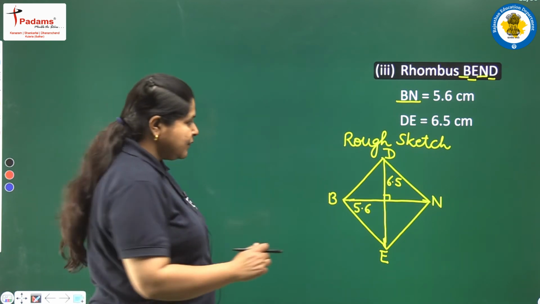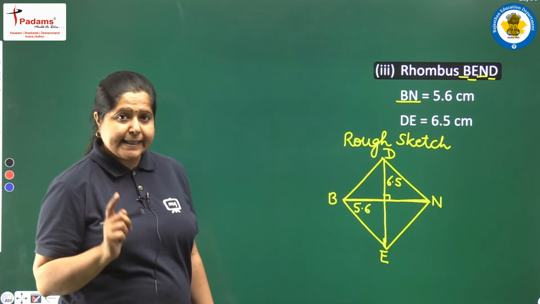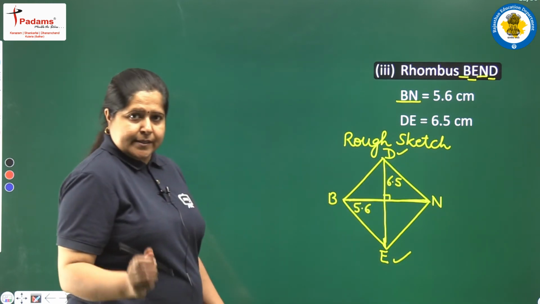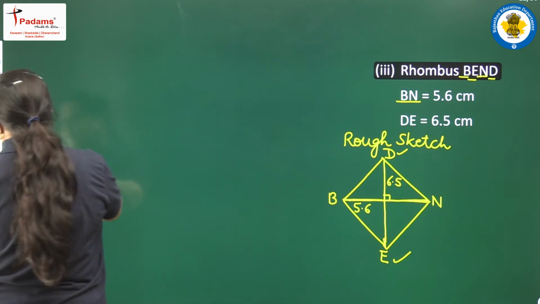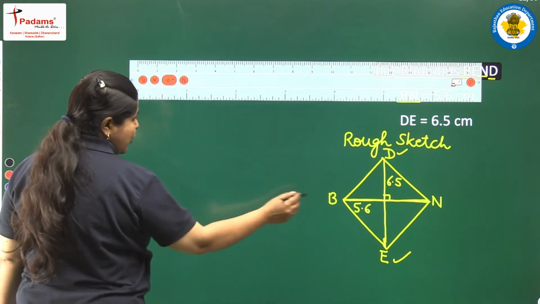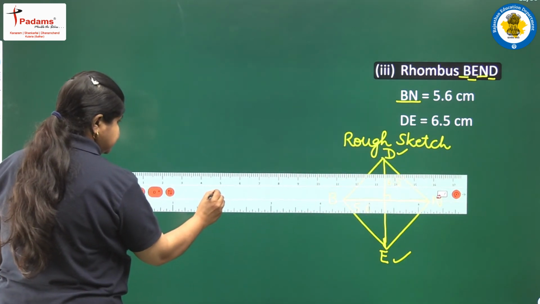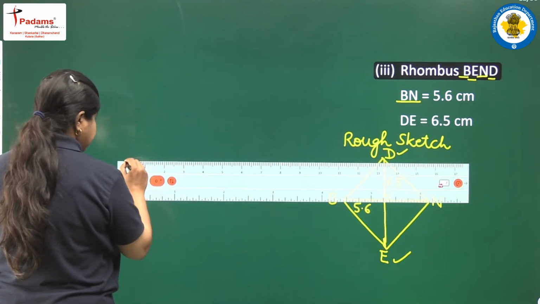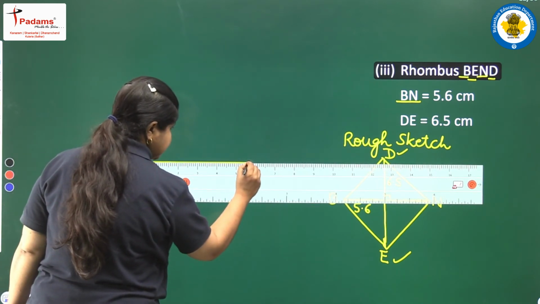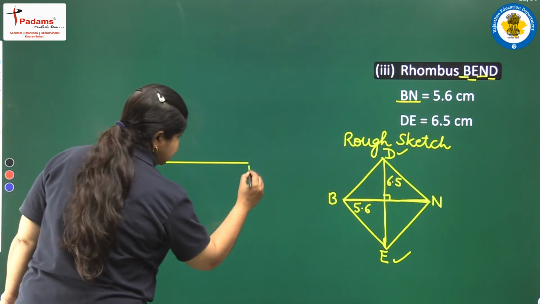So what we will do is, first we will draw this diagonal BN, then we will draw its perpendicular bisector, and on that we will get these points D and E. Let us do it, then it will be much more clear to you. First we take a scale. We draw BN measuring 5.6. We start from here, 5.6. Let us name it as BN.